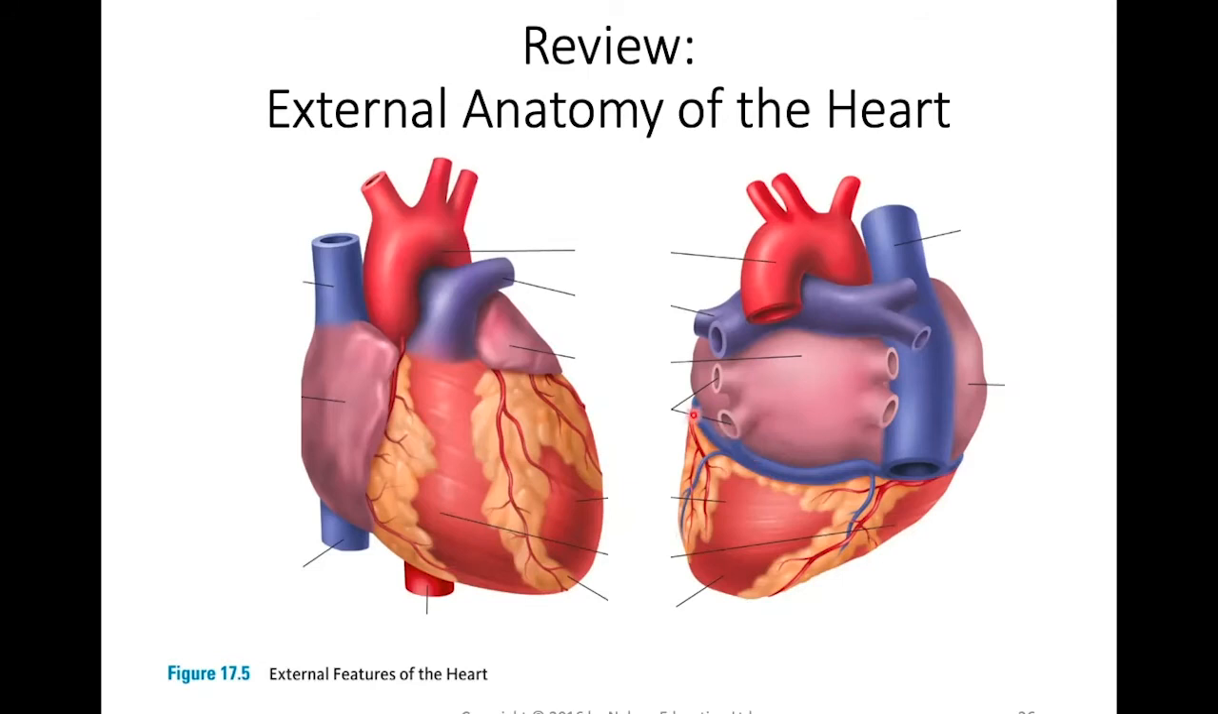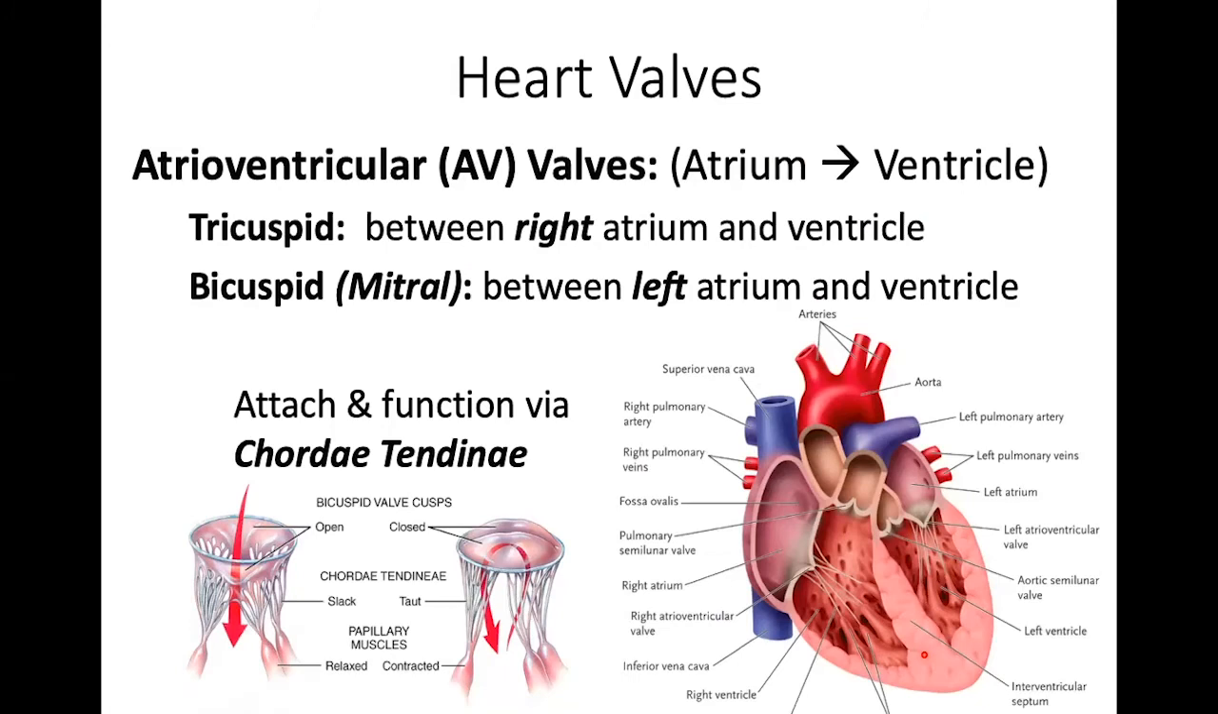And last but not least, we can also visualize the coronary sulcus, which divides the upper receiving chambers, the atria, from the lower discharging chambers known as the ventricles. Now, throughout the heart, we have a number of one-way valves. And the reason that we have these one-way valves is to prevent blood from being able to flow in a retrograde fashion. Now, what does that mean?